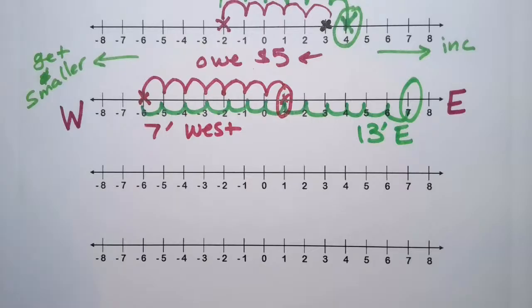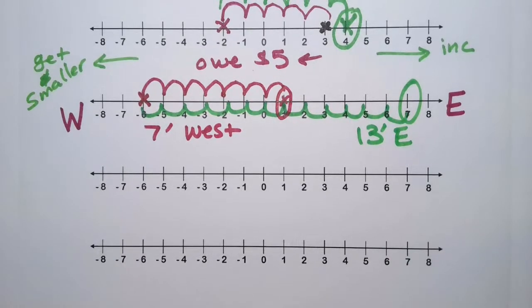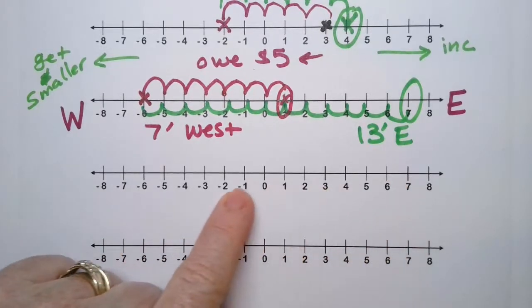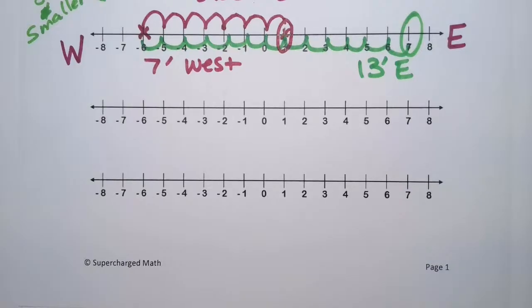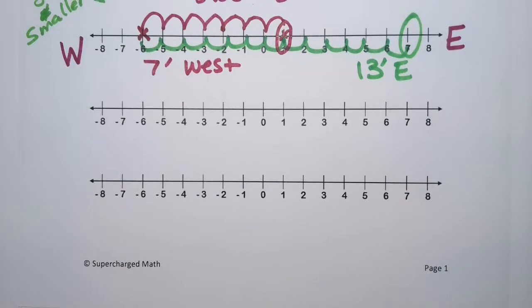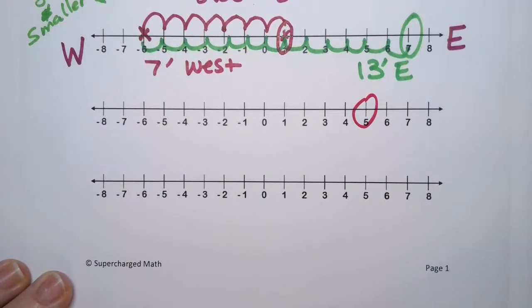All right, temperature. Today it's 5 degrees Celsius. Where is that on my number line? Fresh number line. 5 degrees Celsius. Where is that? Can you find it? 5 degrees above 0. Good. Right there. Okay, so circle it.